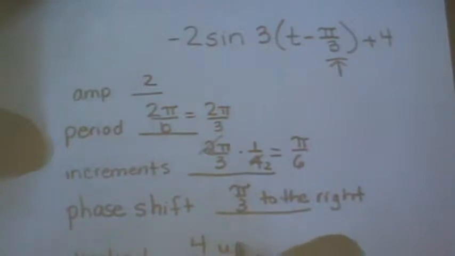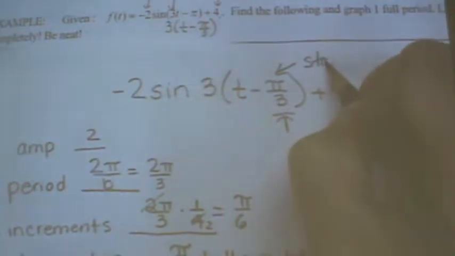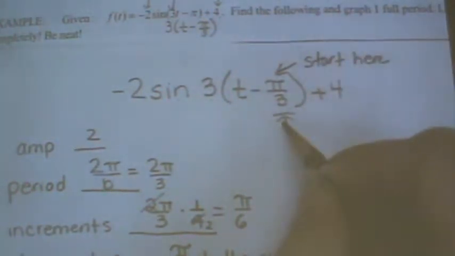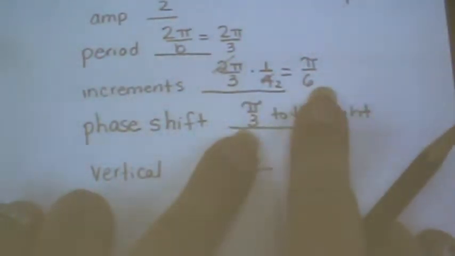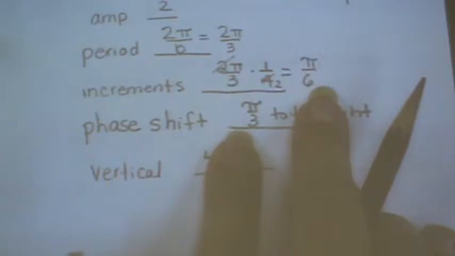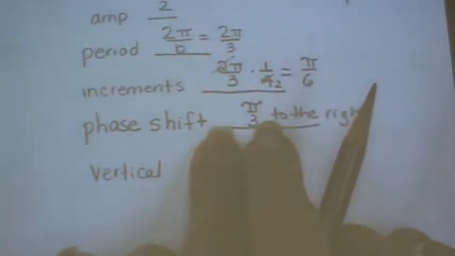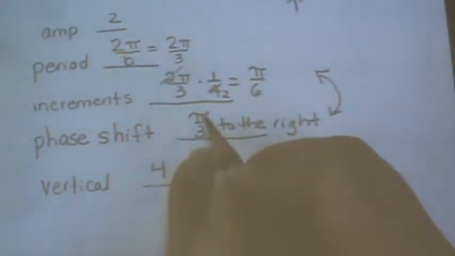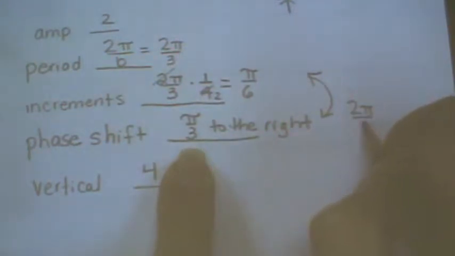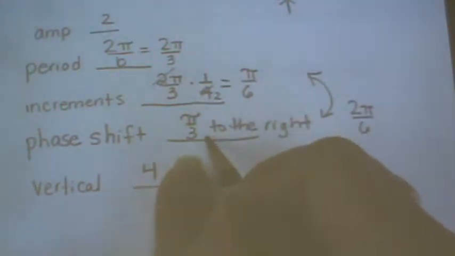Now this is where the tricky part is. This is your start position. You're going to start here at pi over 3 units to the right. So if you look at, just draw pi over 3 to the right. Now this is where it gets tricky, is you're going to be counting by pi over 6. It's very difficult to count by pi over 6 when you're starting at pi over 3. So what you want to do is get these 2 in the same denominator. I would turn this into 2 pi over 6. 2 pi over 6 is the same as pi over 3.